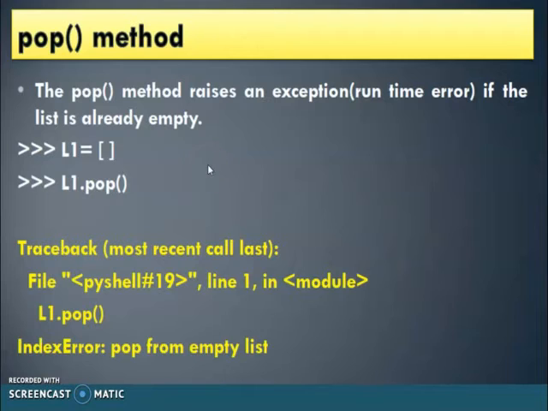See, the pop method raises an exception, that is a runtime error, if the list is already empty. So see here, L1 is equal to an empty list, only square brackets. That means it is an empty list.